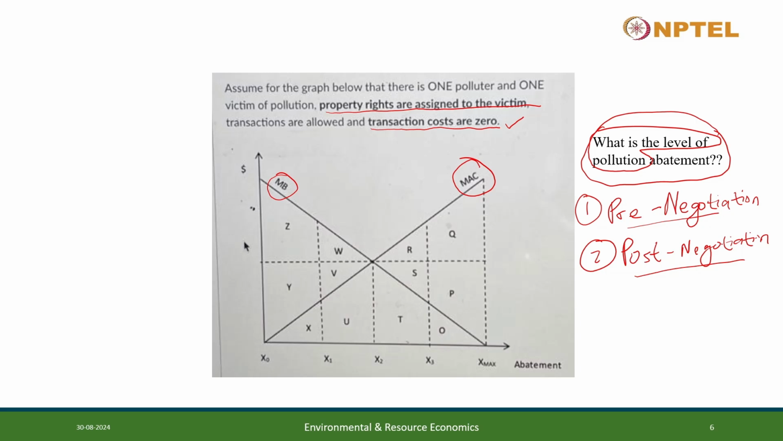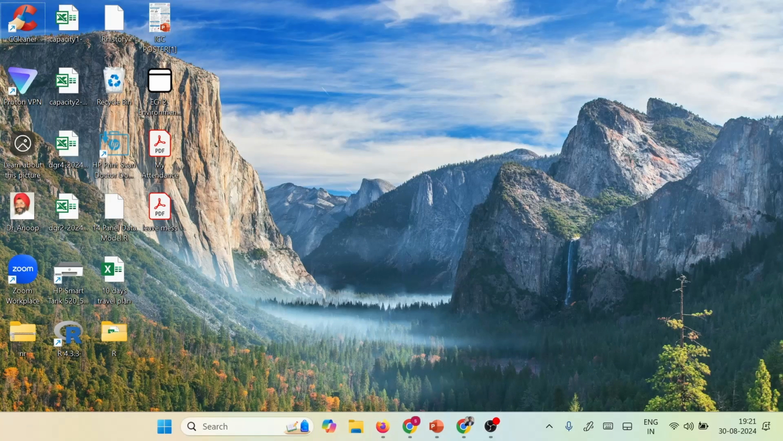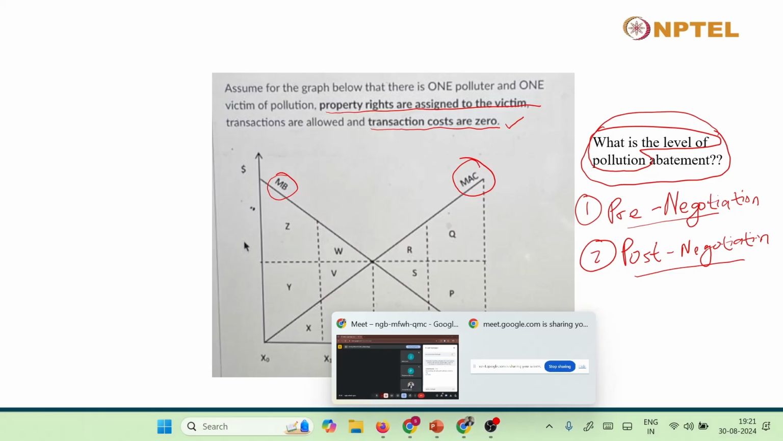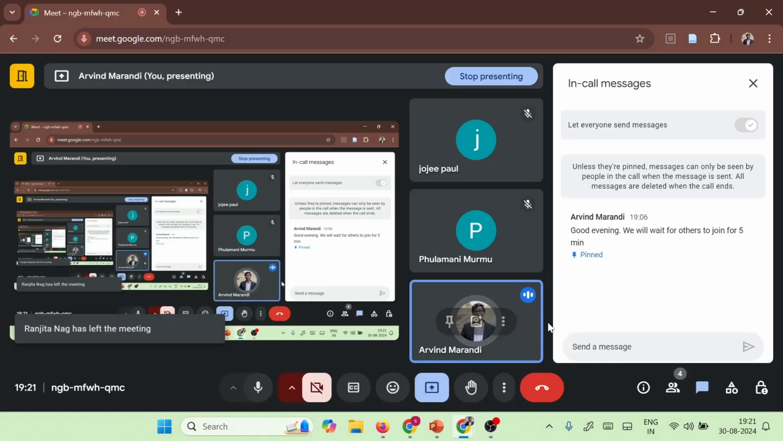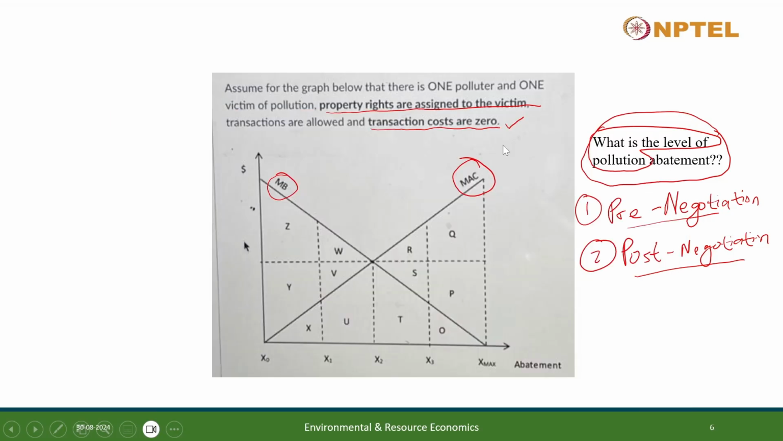Anyone? You can put it in the chat box also. Paul, if you understand the cost theorem, maybe you can answer this. Yes, ma'am. Pre-negotiation. Yes, pre-negotiation will be the answer.